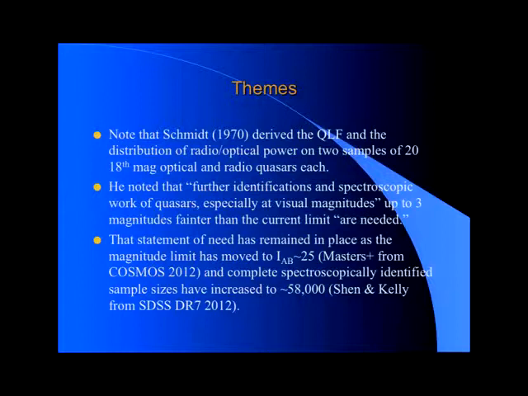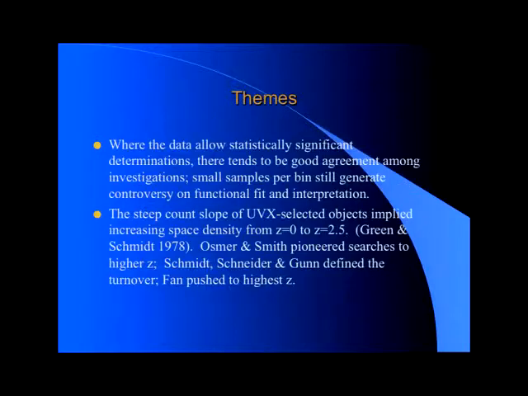This theme has not changed in this field at all. More data are always required, and fainter than you can now go, no matter what you want to do. It is interesting to note, however, that the magnitude limit has moved from a bit beyond B of 18 to 25th magnitude IAB for the cosmos field, and a sample of 40 objects is now, the biggest case is 58,000 objects, so the level of statistical validity has actually moved a great deal in those 40 plus years.